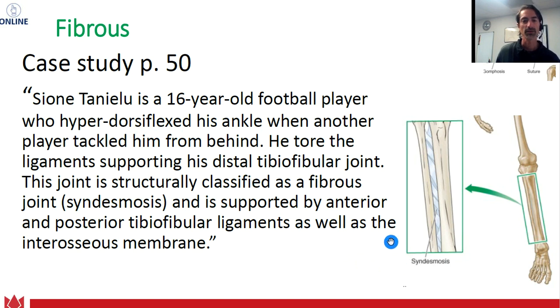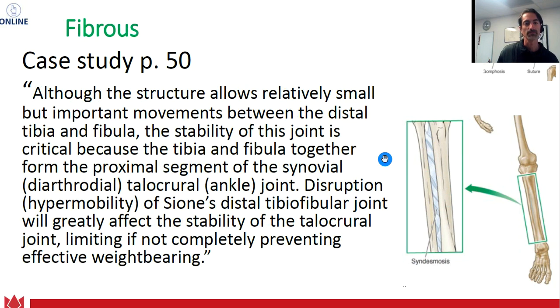So here's a case. I'll let you read this a little bit more. So the joint that we're talking about is the syndesmotic joint between the fibula there and the tibia there. So that joint right there is the one that we're referring to. So this is a fibrous joint. There's fibrous connective tissue, that collagen, connecting that joint together.